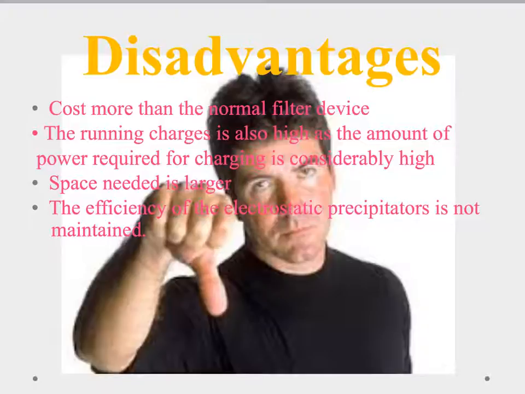And the next one is that the space needed for electrostatic precipitator is larger than for normal wet systems. The last one, the efficiency of the electrostatic precipitator is not maintained if the gas velocity exceeds what the plant is designed to afford. The dust carried with the gases increases with an increase of gas velocity. The efficiency of electrostatic precipitators decreases when the gas flow increases.